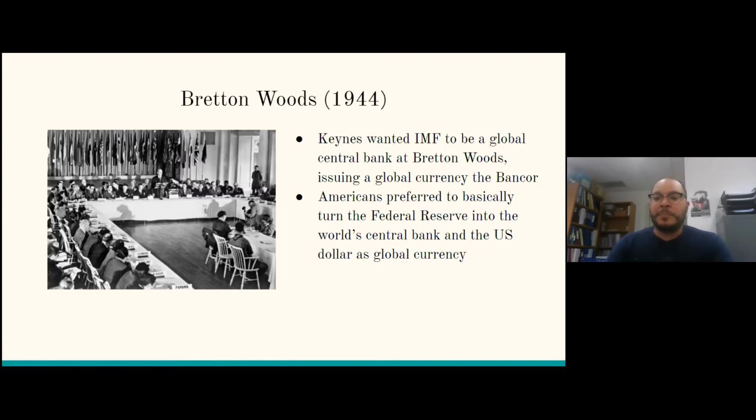However, the power balance after World War II meant that the UK, which had previously held the world's monetary hegemony, with the pound sterling as the world's reserve currency and the Bank of England as the world's de facto central bank, was very much weakened compared to the US, which at that point was the only country to emerge from World War II stronger. So the US delegation preferred basically to turn the Federal Reserve into the world's central bank and the dollar into the world's global reserve currency.